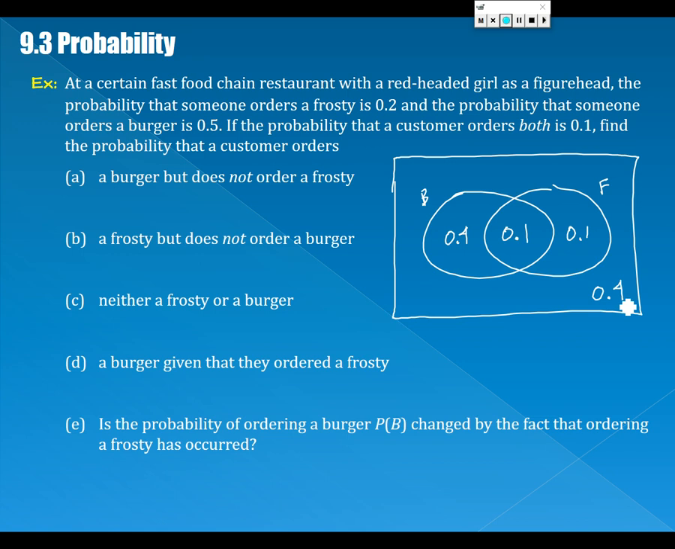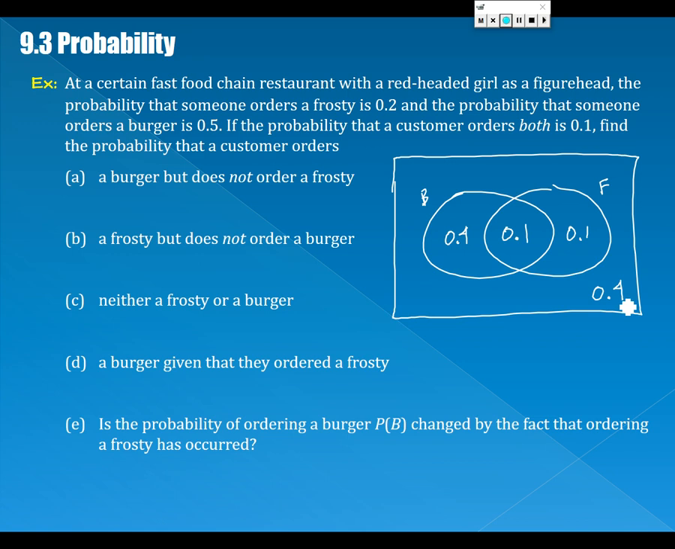All right, now I just made up these numbers. Is it likely that 40% of the time someone walks into this place and does not order a Frosty and also doesn't order a burger? I don't know. I just want to say that yesterday when I went to a certain fast food chain restaurant with the red-headed girl as the figurehead, I ordered a salad, so I did not order. You landed out in this region. So as far as I'm concerned, the probability is 1. For you, yeah.